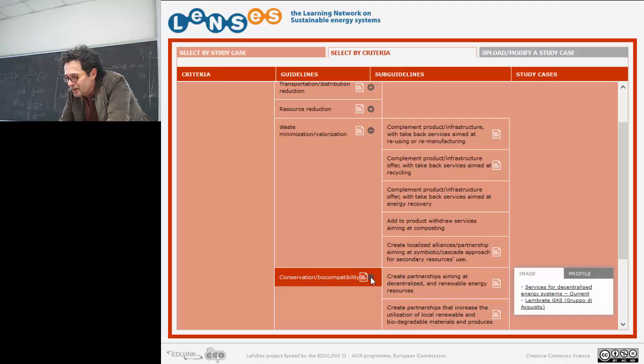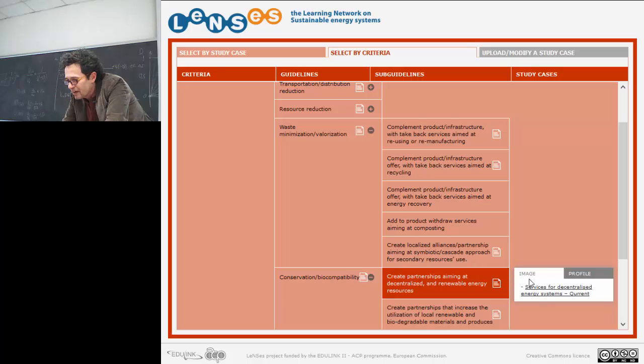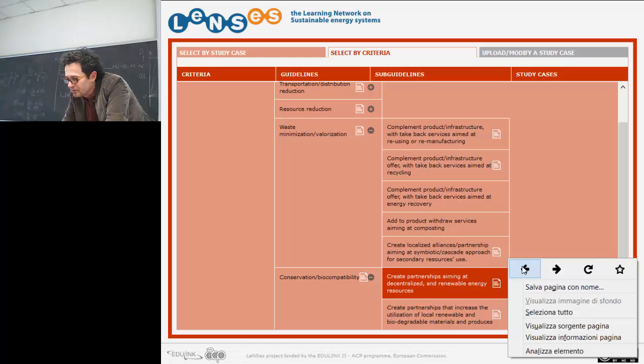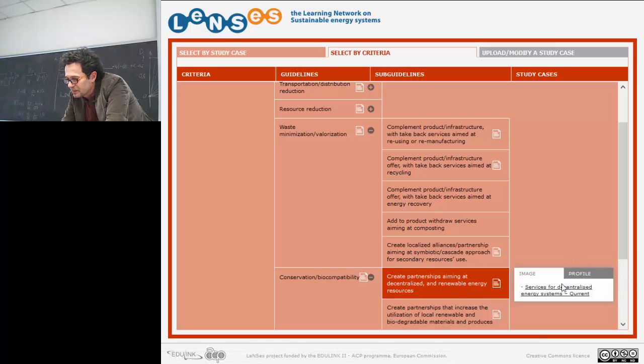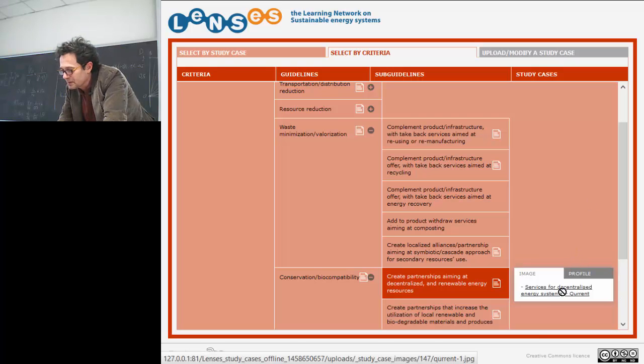Okay. Conservation and biocompatibility. Create partnership aiming at decentralized and renewable energy resources. Here we have a company again in the northern part of Europe, in the Netherlands. It's called Current.